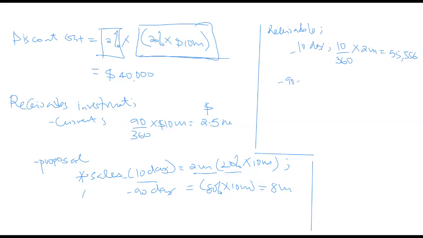Don't forget, we also have the 90-day customer. Okay, 90 days out of 360. We multiply by 8 million. Look, they're 8 million, not 10 million, because now they're 80%. So times 8 million to give us 2 million. Total we are going to invest in is 2,055,556. That's the company total.